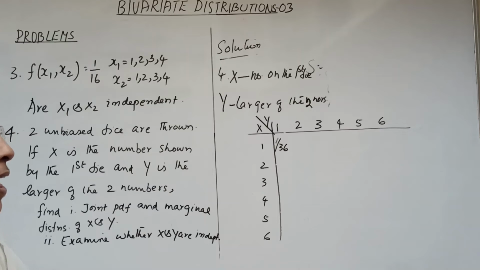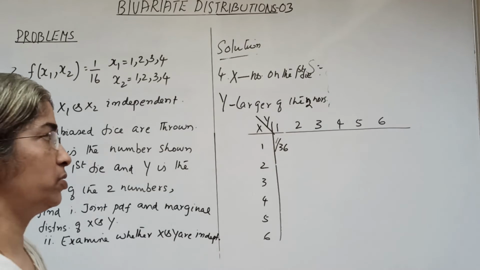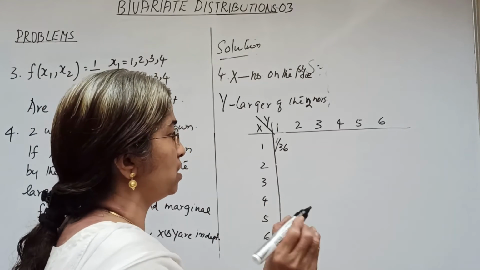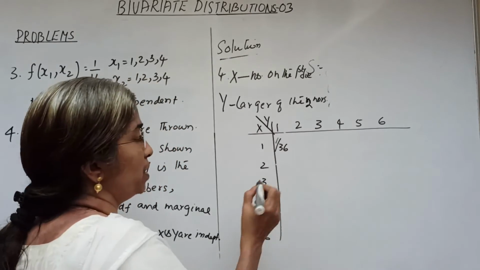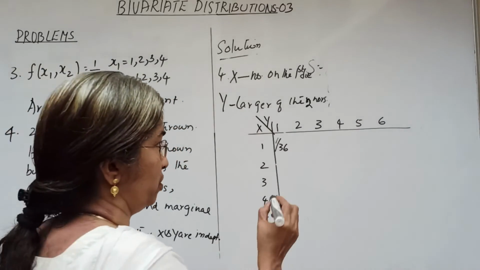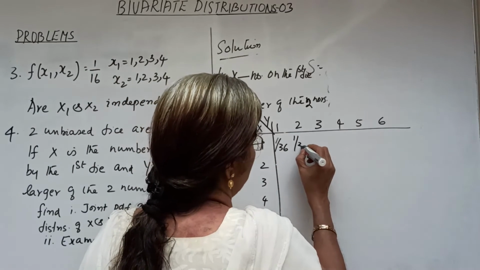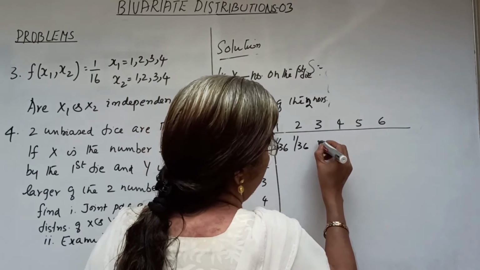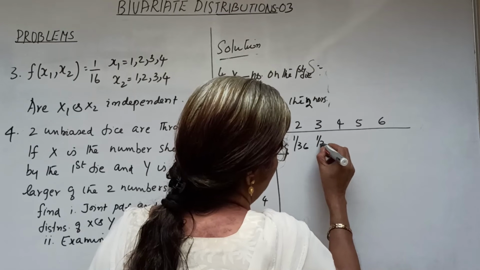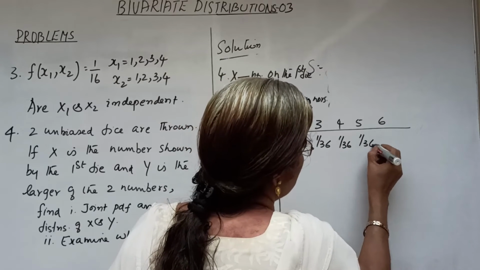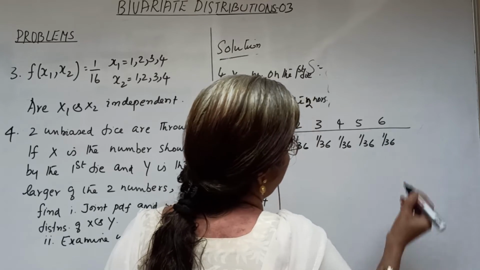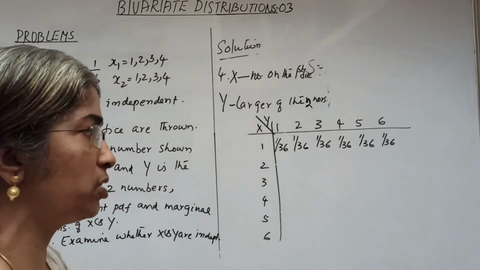Isn't it? And x = 1 again, the first row, that is (1, 1), (1, 2), etc., up to (1, 6), we have to consider. The larger being 2 means only the pair (1, 2), so again 1 by 36. Here only the pair (1, 3) means 1 by 36, and so on, 1 by 36 each. Okay, so the first row is obtained.